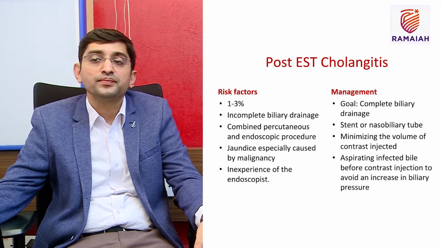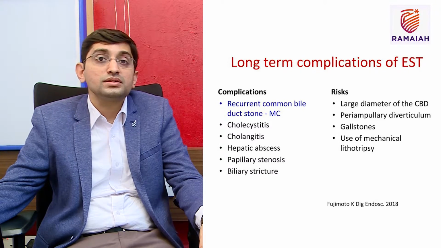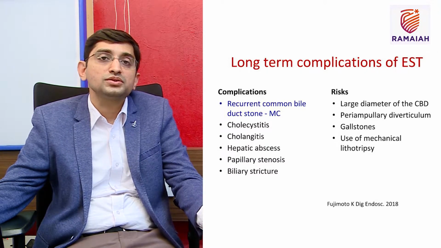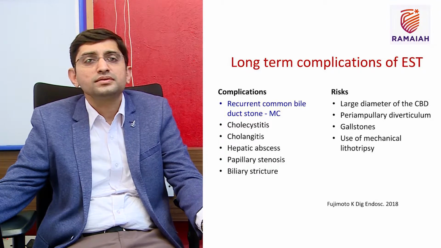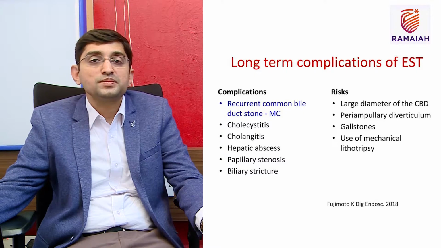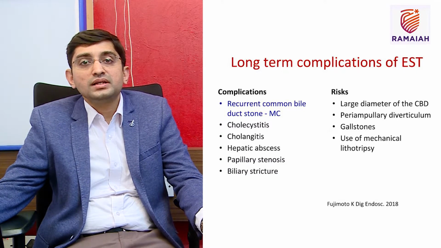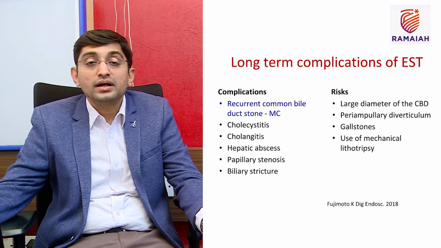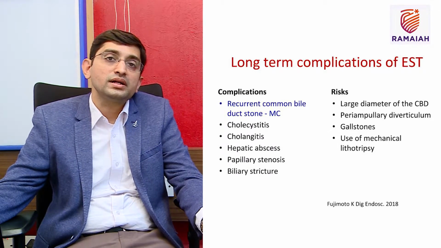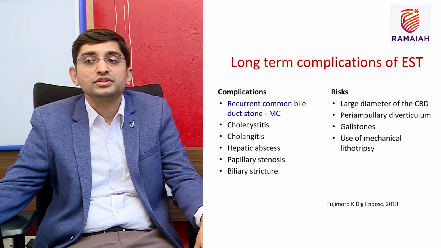Long-term complications like recurrent common bile duct stones might happen. Cholecystitis can happen because of contrast going into the gallbladder; some of the literature speaks of chemical cholecystitis. Cholangitis, hepatic abscesses, and papillary stenosis can all happen. The risks are a large periampullary diverticulum, dilated bile duct, incomplete clearance of gallstones, as well as mechanical use of lithotripsy.